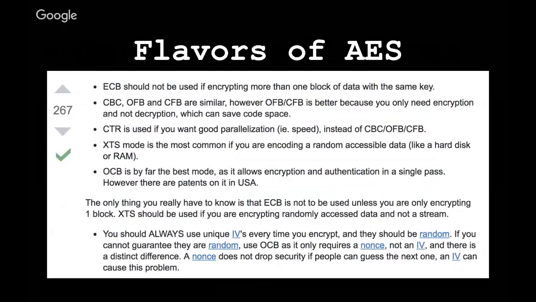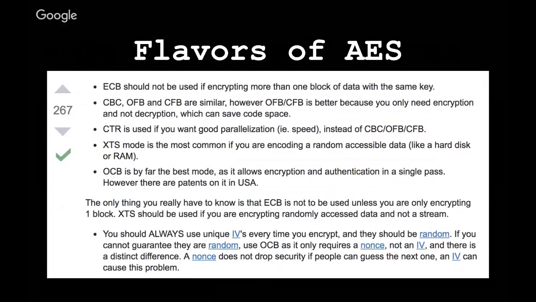This says that ECB should be used if you're encrypting more than one block of data with the same key. So if you want to use the same key for several different blocks. These methods are better if you only need encryption and you don't need to decrypt it, which can save you some memory space. If speed is really important to you, then you can use something like CTR. XTS is the most common if you're encoding something that's randomly accessible, like a hard disk or RAM.